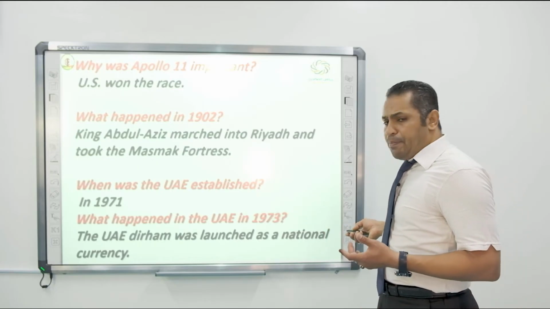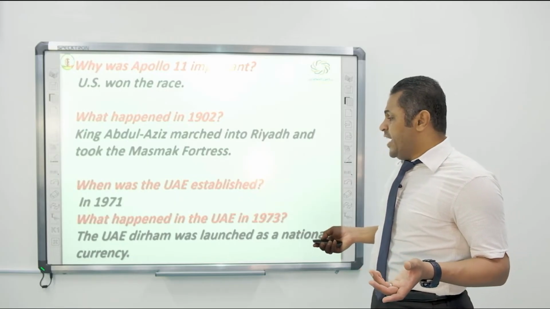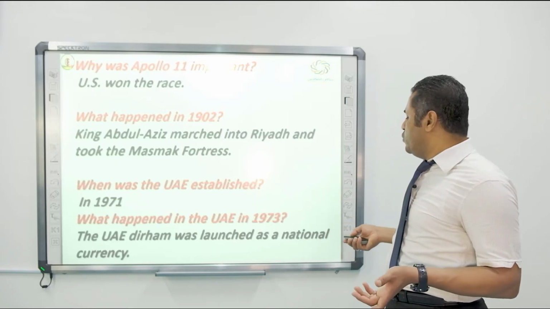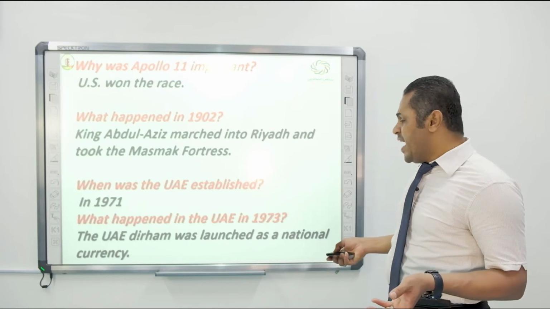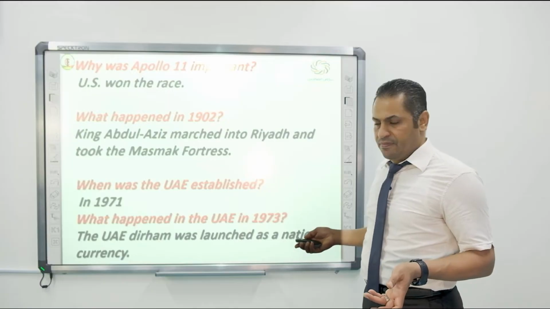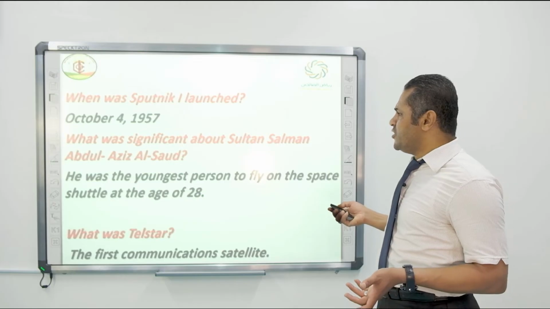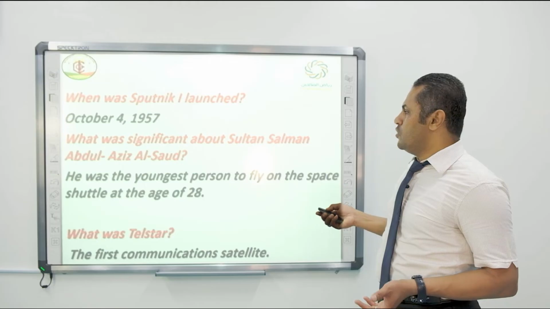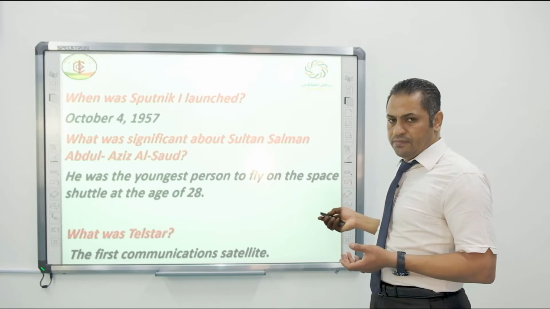When was the UAE established? The United Arab Emirates was established in 1971. What happened in the UAE in 1973? It's a very important date because the UAE dirham was launched as a national currency. After that, when was Sputnik launched? When was Sputnik 1 launched? Sputnik 1 was launched in October 1957.